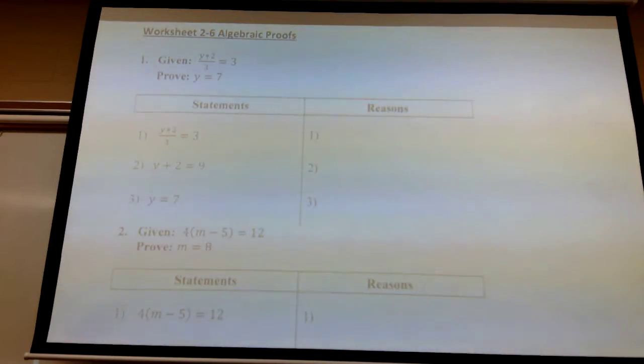This is a review of Worksheet 2.6, how to do algebraic proofs. I'm going to take you through a few examples that were on the 2.6 worksheet, so you can see where we got our answers for these. When we're doing these algebraic proofs, we're going to start with our given, and we're going to work our way through each step, explaining why we did each step that we did.